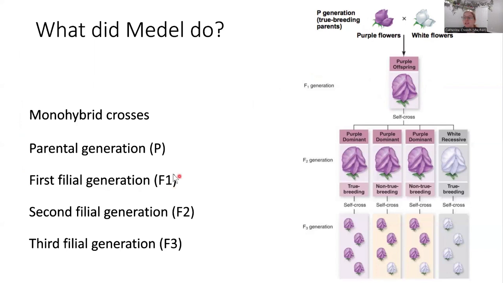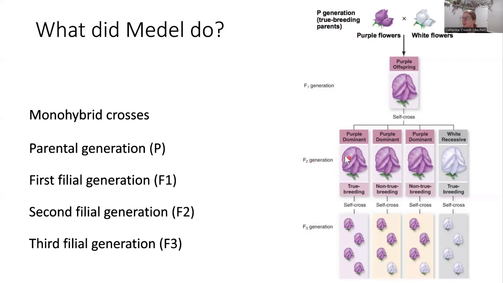So F1 stands for first filial generation. Filial means family. So we have the first filial generation. That means that these are the children of the P generation. He would then take the F1 generation and he would cross it with itself. So he would use pollen and eggs from a single flower, and he would end up with the F2 generation.